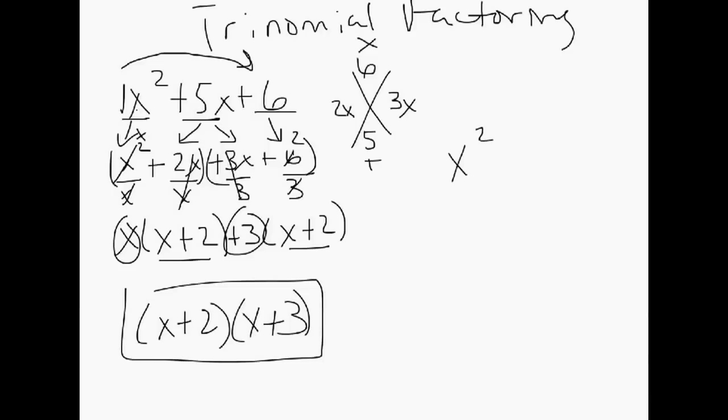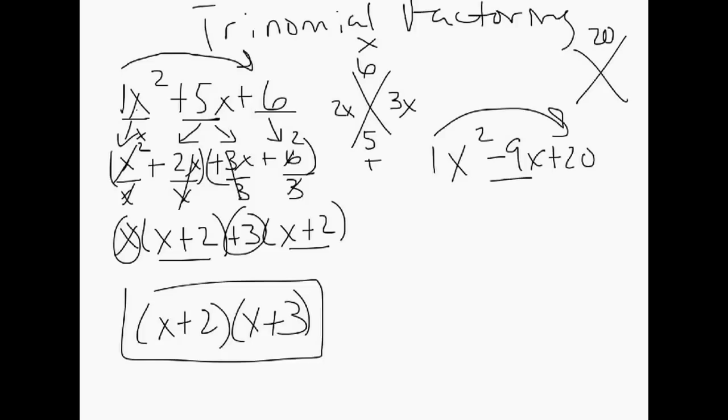X squared minus 9x plus 20. So 1 times 20 is 20. We're trying to get a negative 9 out of it. So what multiplies to be 20 but adds to be negative 9? If you're not sure, you go to your calculator and you do y equals 20 divided by x, and you do second graph. And since this is a negative, you're going to start looking through your negative numbers, and you'll find out that negative 4 and negative 5 make it.